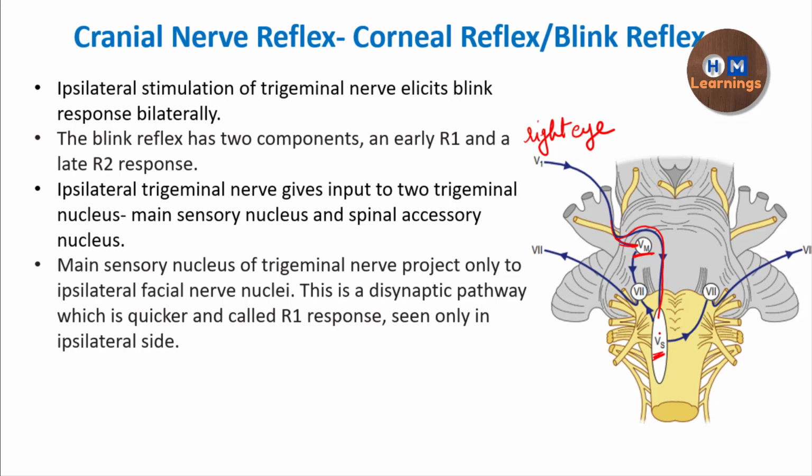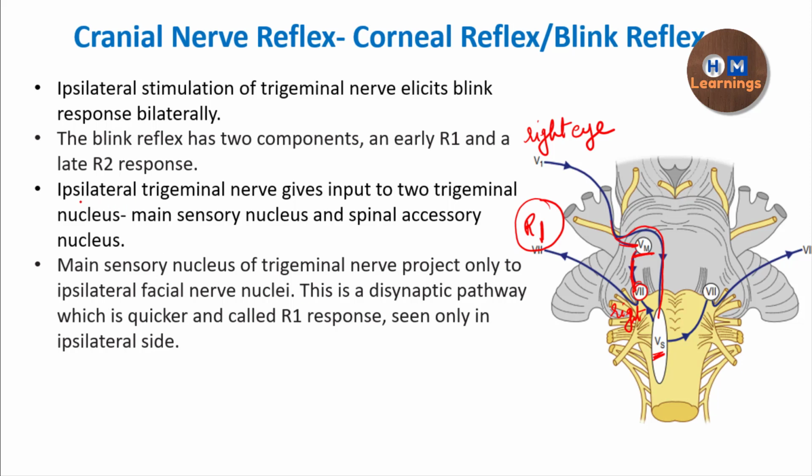Now the main sensory nucleus sends projections only to the ipsilateral facial nucleus, that is, the right facial nucleus. So the right facial nucleus gets the innervation from the right main sensory trigeminal nucleus, and from there the right facial nerve goes and triggers the response in the right eye, that is the closure, the right orbicularis oculi, and there will be closure of the right eyelid. This forms the early component of the blink reflex, called R1.